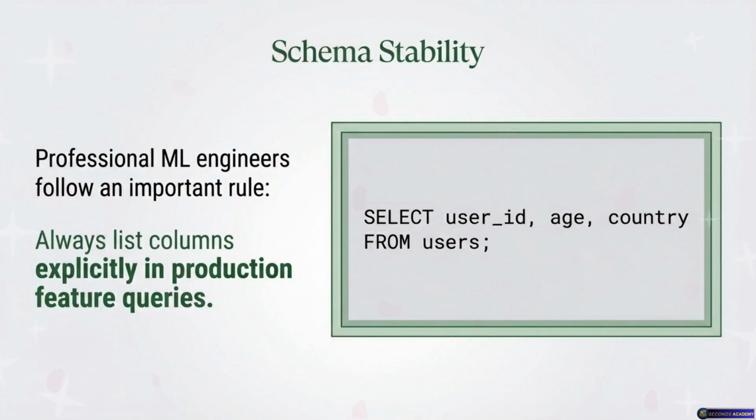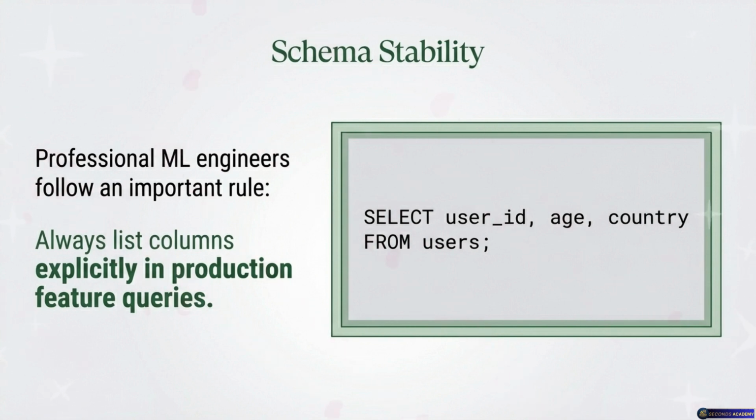Explicit projection ensures schema stability for your downstream consumers. You use the asterisk for human exploration on your local machine, but you use explicit column declaration for machine automation and production. That distinction is incredibly clear.